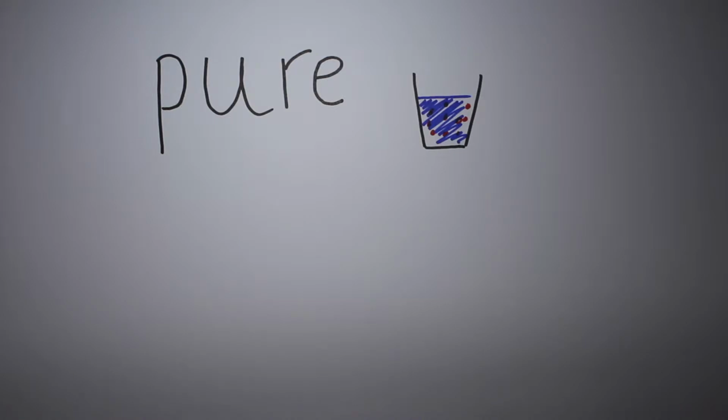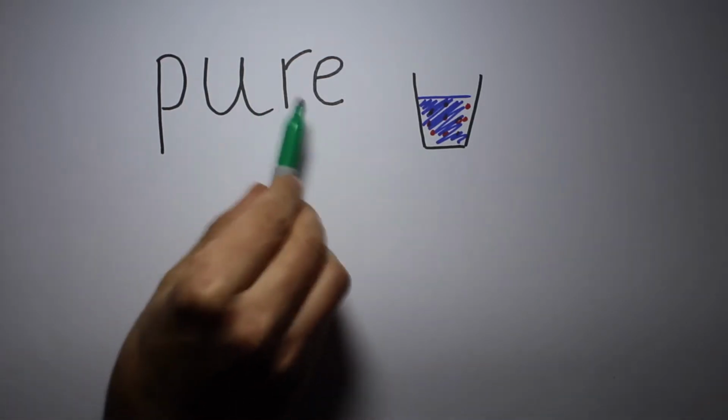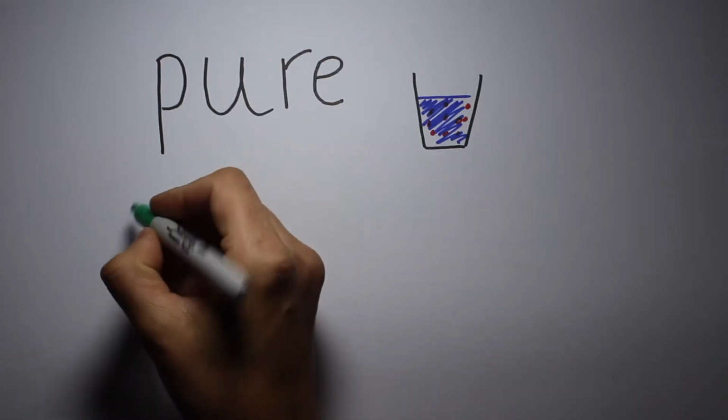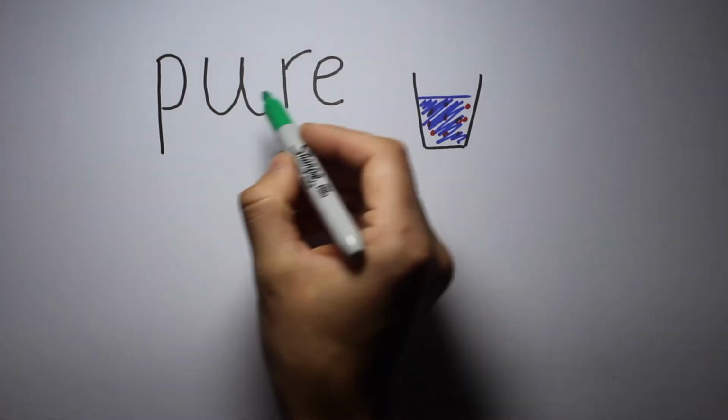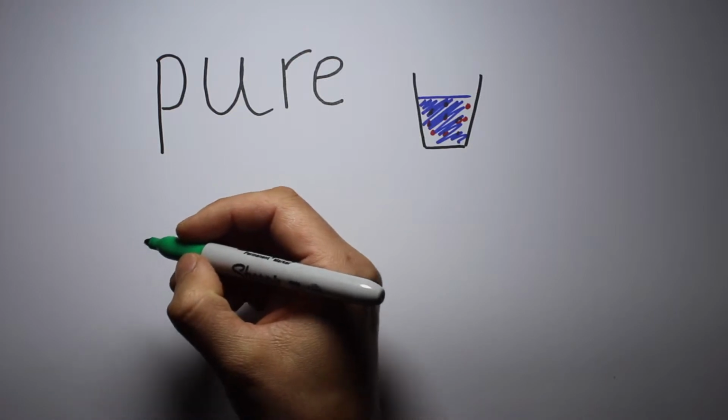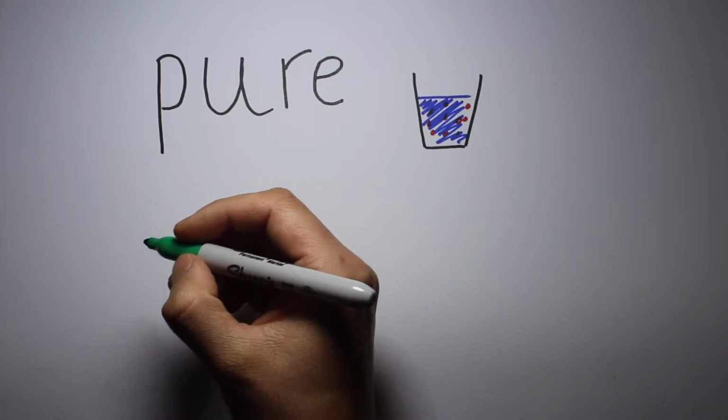Now, let's try to learn the spelling for this word pure. The spelling is P-U-R-E, but let's make it more fun and a bit more interesting to remember. Let's link every single letter with something that sounds like, and starts with, the sound of the letter itself.